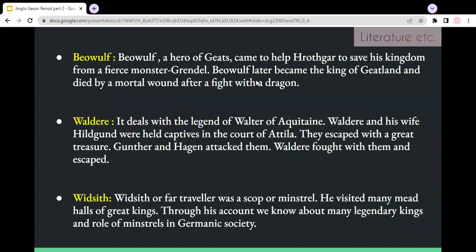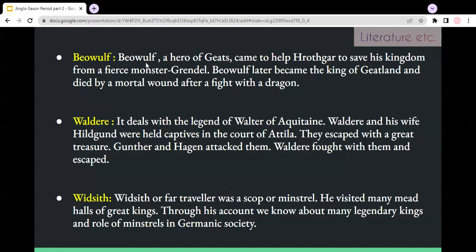Beowulf. Beowulf, a hero of the Geats, came to help Hrothgar save his kingdom from a fierce monster, Grendel. Beowulf was a person who was very brave and very strong. He was a hero of the Geats. Geats were the name of a Germanic tribe, and they inhabited Geatland. In modern times, it can be considered part of modern-day Sweden.